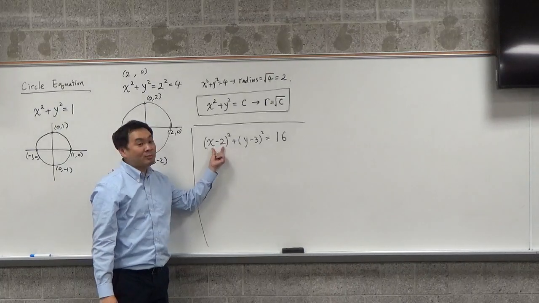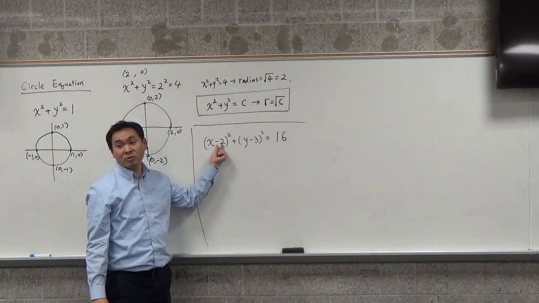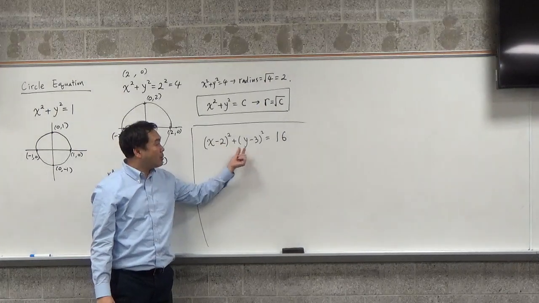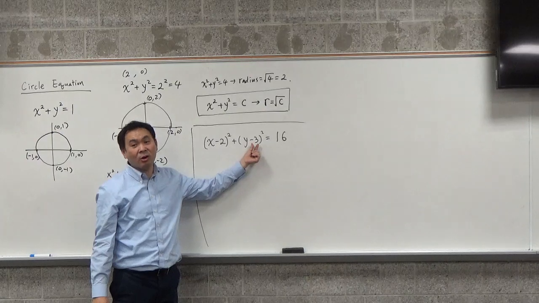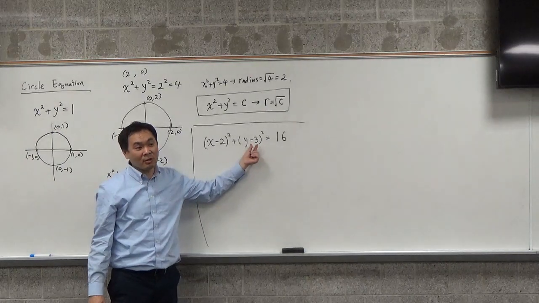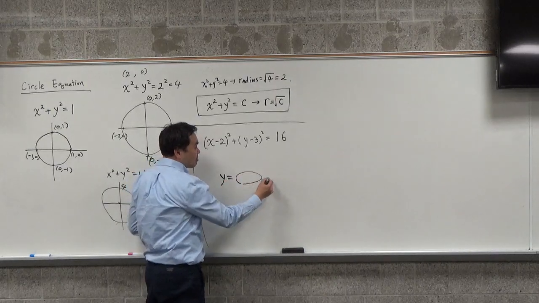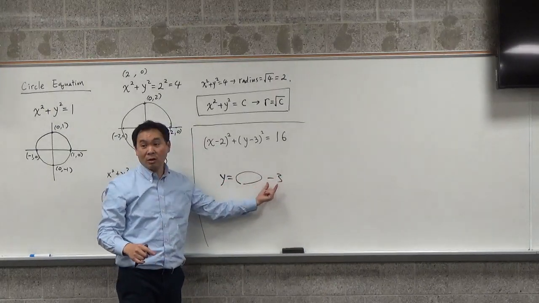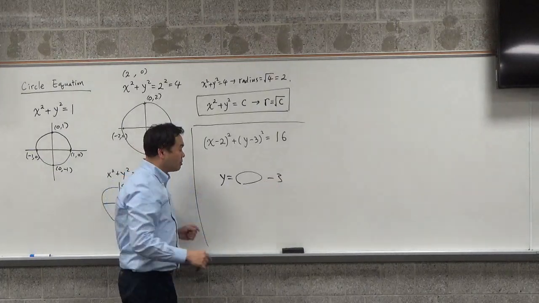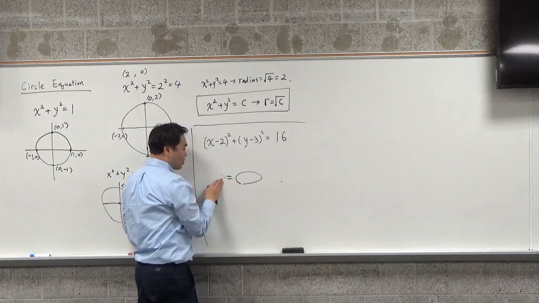Okay, first, x minus 2. This minus 2 makes the graph move 2 to the right. 2 to the right, okay? How about this minus 3? 3 up. The thing is, you're thinking of the case when you have y equals something and then minus 3. In that case, this minus 3 is going to make the graph go down by 3, but see, this minus 3 is over here.